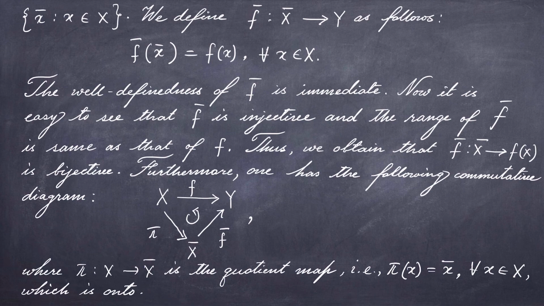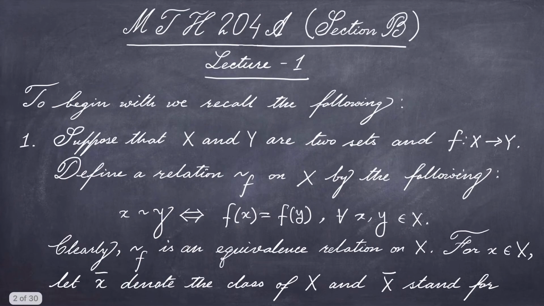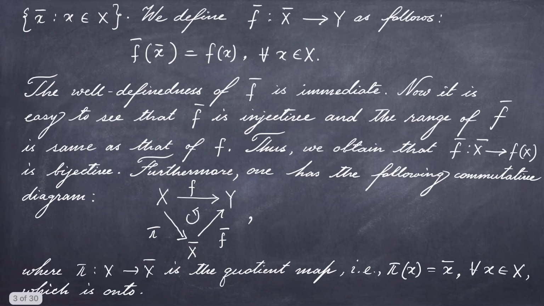So the well-definedness of f bar is immediate in view of how the relation is defined, and it's also easy to see that f bar is injective and the range of f bar is the same as that of f. Thus, we obtain that f bar is a bijective mapping from X bar to the range of f.